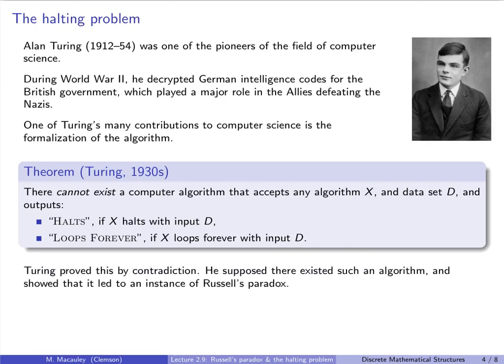Turing proved this by contradiction, which shows you how powerful this method of proof can be. And I'm going to actually show you the proof. To summarize the method, he supposed that there existed such a halting checker algorithm, and he showed that if there does exist one, it leads to an instance of Russell's paradox. In other words, a contradiction.